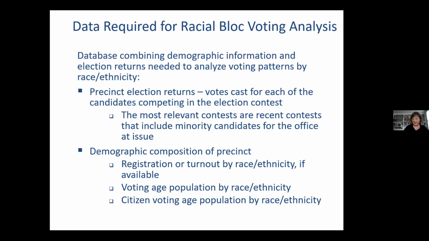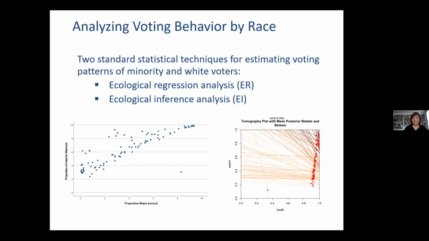So that's the data that we're going to use. Now, if we had precincts in which one race was predominant, if we had precincts in which all of the voters were, say, Black, or all of the voters were Hispanic, we could use those precincts to produce estimates of how these groups, these racial groups, voted.